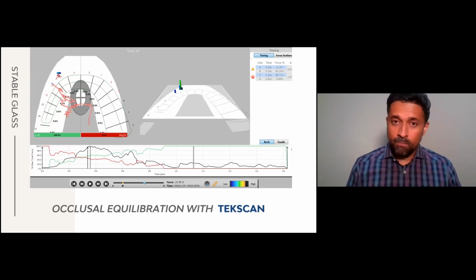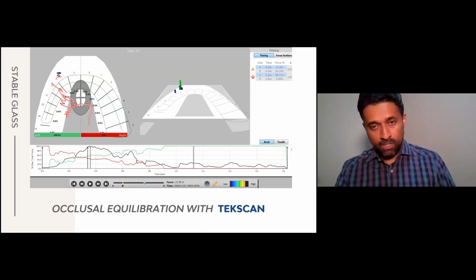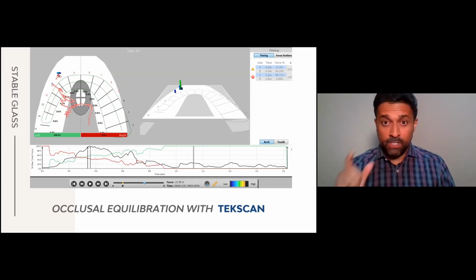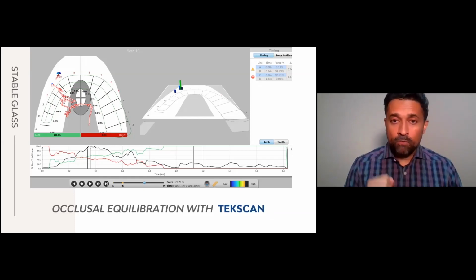Because sometimes marks don't tell the whole story. When you mark their teeth, it's a snapshot of their bite, whereas the T-Scan is a dynamic look at the bite. You're looking over a very short time range, based on when that patient is contacting. So here you can see how I like to do my T-Scan recordings.